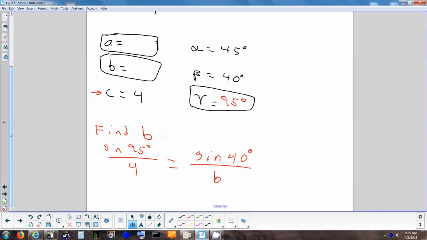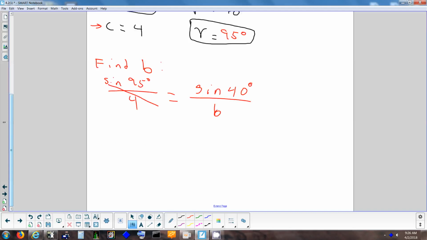Any questions on setting up our proportion? Yeah. What does the capital B stand for? Beta. It stands for beta. So the three angles on the right-hand side are Greek letters. Yep. All right, so now we've got our proportion set up. Sean, how do I solve a proportion? Cross multiply. Yep, cross multiply.